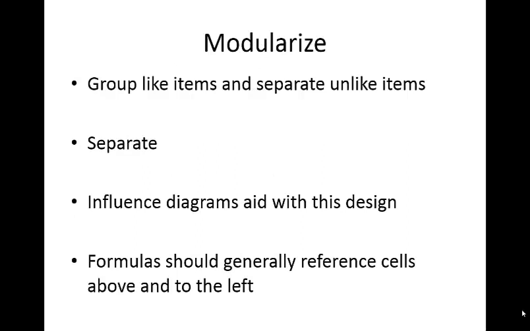Make sure that your design is modularized. Similar items should be grouped together, unlike items should be separated. If you have an influence diagram that you created for your model, it'll help you identify what comes into the model, what goes out of the model. Again, this will help you modularize. And since most of your readers are going to be English-speaking readers, your spreadsheet should flow from left to right, top to bottom. So your formula should also generally refer to cells that are above and to the left of where they are.